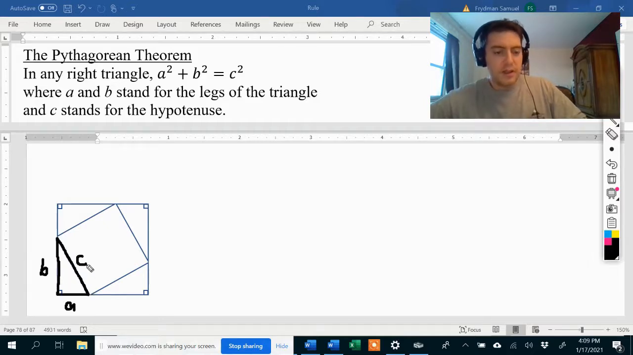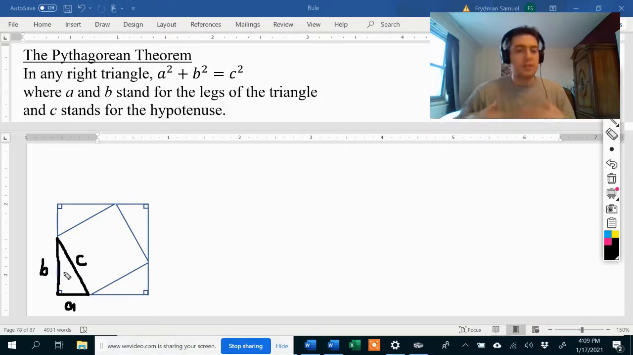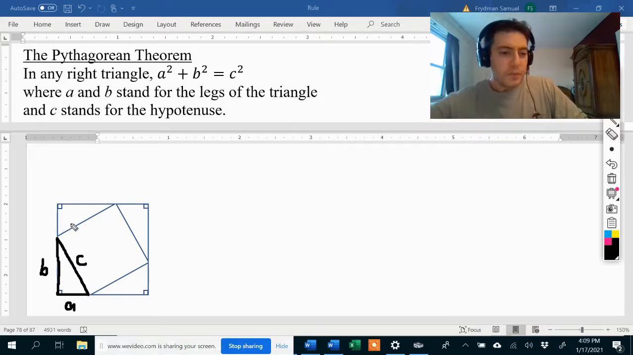Then after making those copies, I have A's and B's and C's all over the place. Remember, all of these triangles are congruent to each other. I didn't use any dilations, so they're all congruent, which means that this side over here is also A, and this side over here is also B, and this over here is C. And I could just keep going around the square like that.